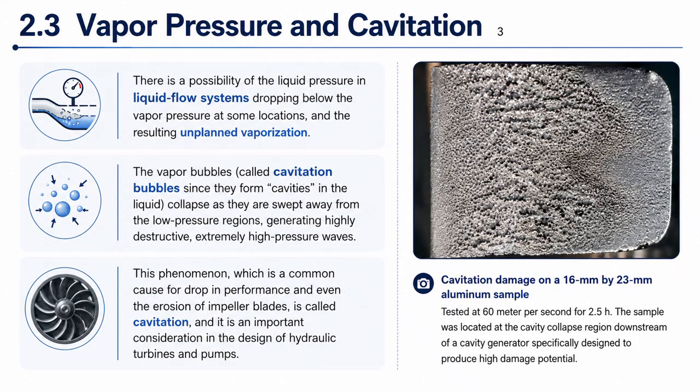But the most damaging part occurs later. When these bubbles move into a high pressure region, they collapse violently. That collapse can generate very large local pressure waves. This can damage impeller blades, turbine blades, propellers, valves, pumps, etc. So the practical warning is this: in liquid flow systems, we must make sure that pressure does not fall too low. If it drops below the vapor pressure, cavitation can occur. Cavitation can also cause noise, vibration, erosion, and serious performance loss.